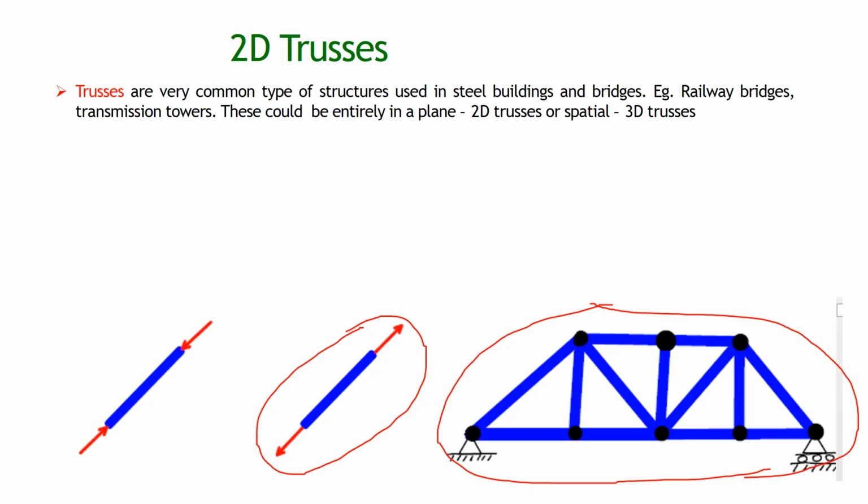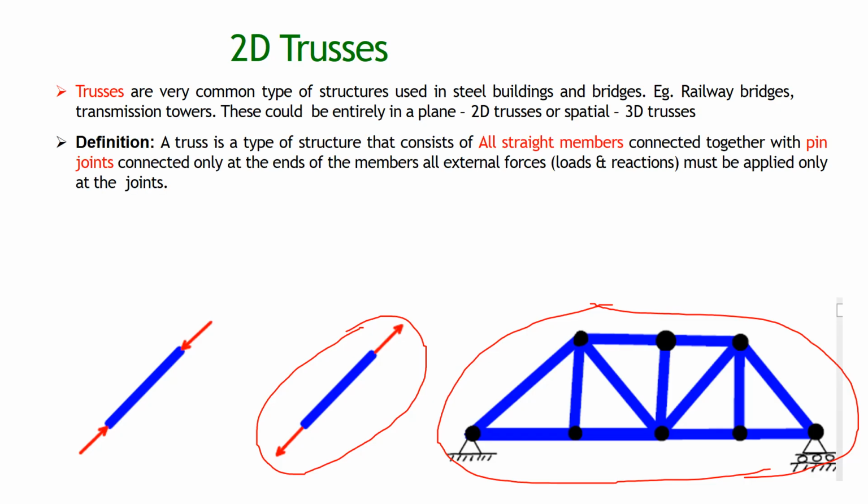Now, for this analysis, we consider the truss member as a two-dimensional member because it is a very common type of structure. We already discussed that we can find these applications in railway bridges and transmission towers. So this is a two-dimensional analysis that we consider in this case.